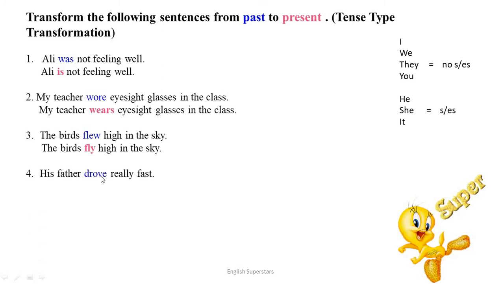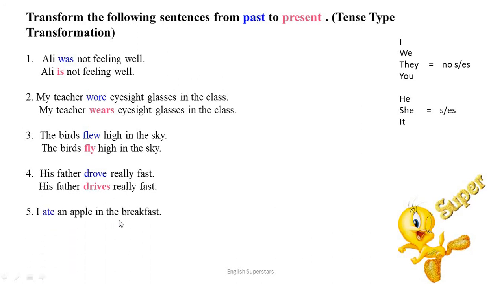His father drove really fast. Now, father is again one. Means he. So, you will put S with drive. My father drives really fast. Now, why are we putting only S? Why not double ES? See, D-R-I-V-E-E-S. Because that's a rule. Rest of all the verbs contain S only. It is not ending with O. It is not ending with X, CH, double S, etc. So, we will only put a single S.